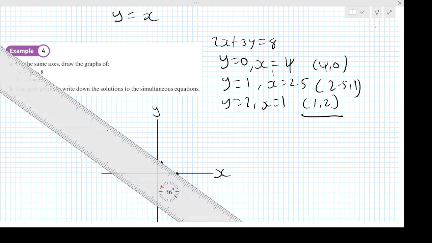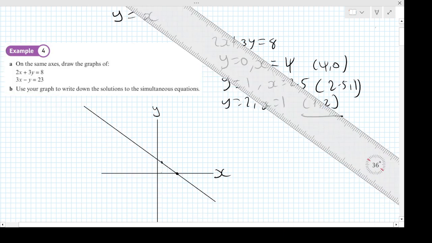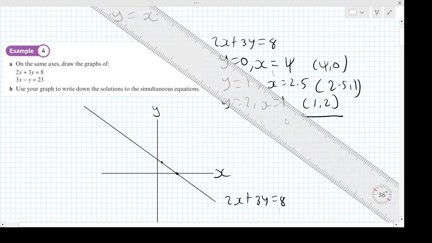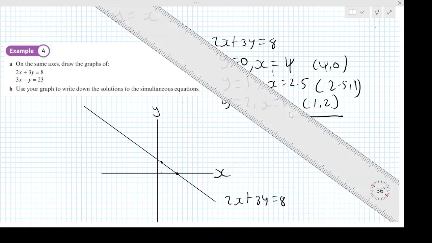So now, literally draw this line, right? So connect the 2 points. There we are. So that's our line. So that'd be the line 2x plus 3y equals 8. And we will look more at straight lines in a further chapter. But for now, we just need to plot them. Okay, so that's one line. Then I'm going to look at the other line here.